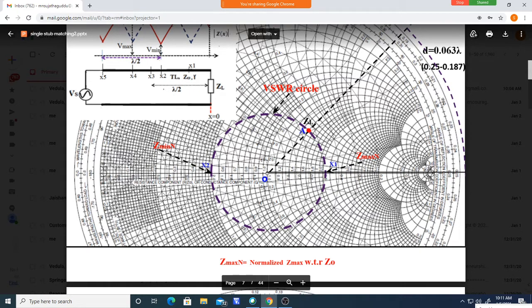I have written here what the wavelength value is here, 0.25. What is the wavelength value here? It is 0.187, this upper one towards the generator scale. 0.187 here, and this is 0.25. You take the difference, you will get a distance. How much is the distance from here to here?